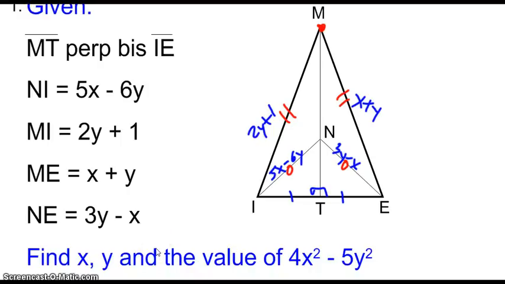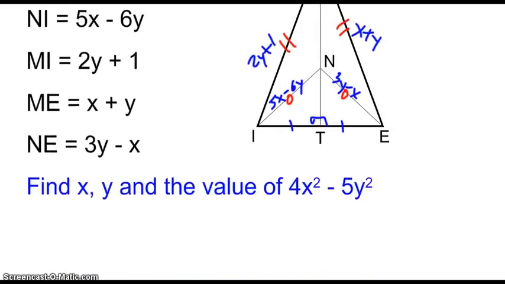So I would like you to go ahead and pause the video, go ahead and set up your system, solve your system, find x, y, and the value of 4x squared minus 5y squared. And when you're done, I can tell you that x should be equal to 3, y would be equal to 2, and the value of 4x squared minus 5y squared would be 16.